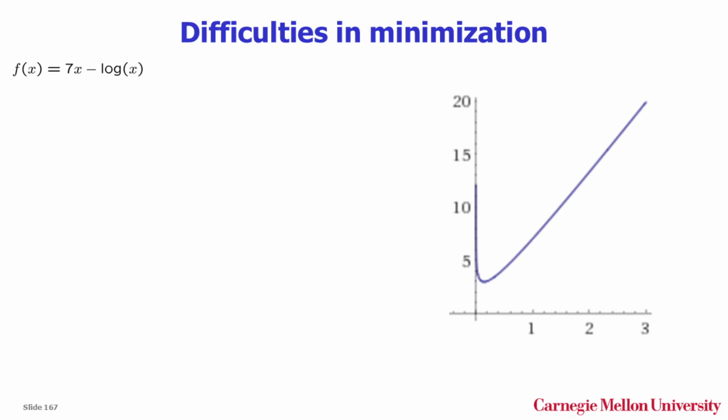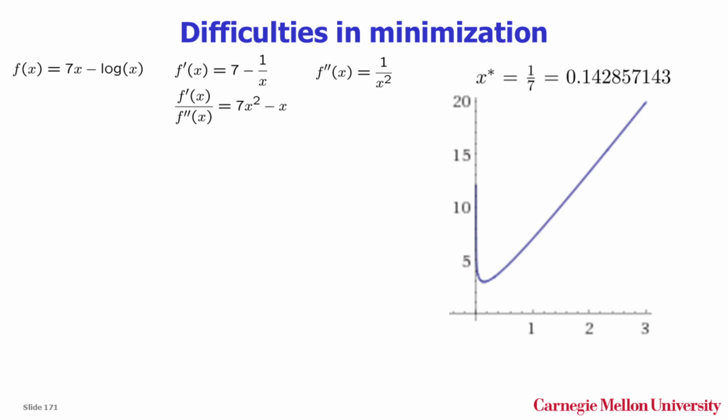Let's look at one more example where f of x equals 7 times x minus log x. This graph shows the function, and you can easily verify that its minimum is attained at x equals 1 over 7. We can compute the derivative of f, and it's simply 7 minus 1 over x. The second derivative is 1 over x squared. The ratio of the first and second derivatives is 7 times x squared minus x. Therefore, the Newton update rule becomes x_{k+1} equals 2 times x_k minus 7 x_k squared.